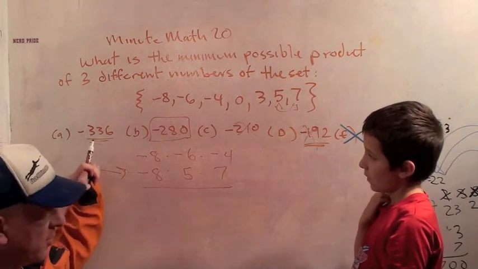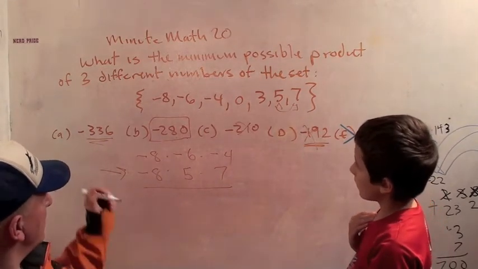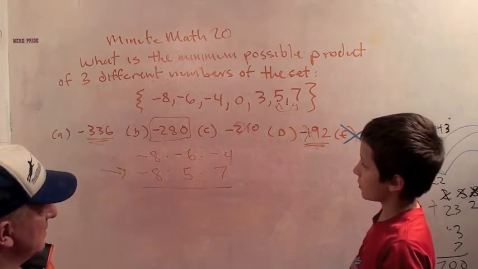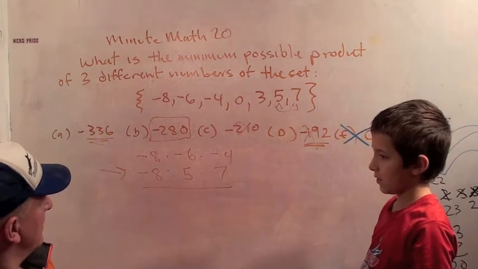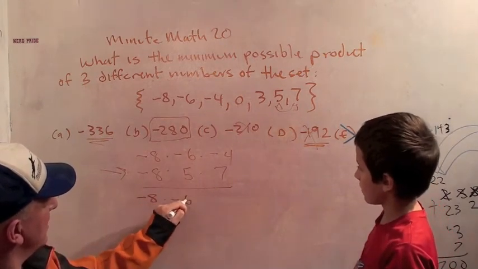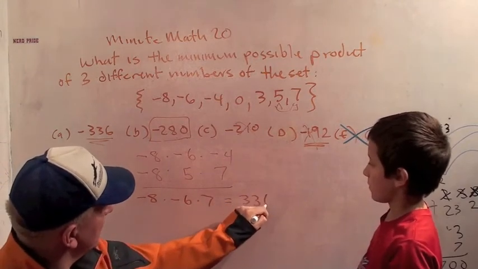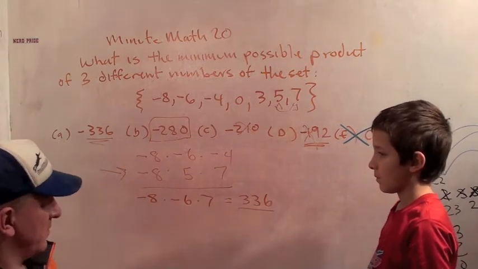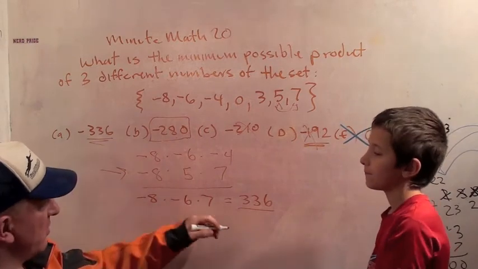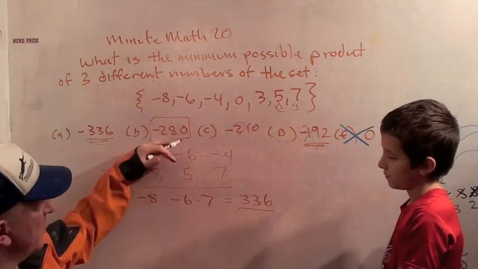Do you know how you get 336? Why was -336 a choice? What do you think? Well, someone could mistake it for positive 336. Yeah, and -8 times -6 times 7 is 336. That's why that's a choice. So if you messed up on your minuses, you might think -336 was the answer, but it was -280.